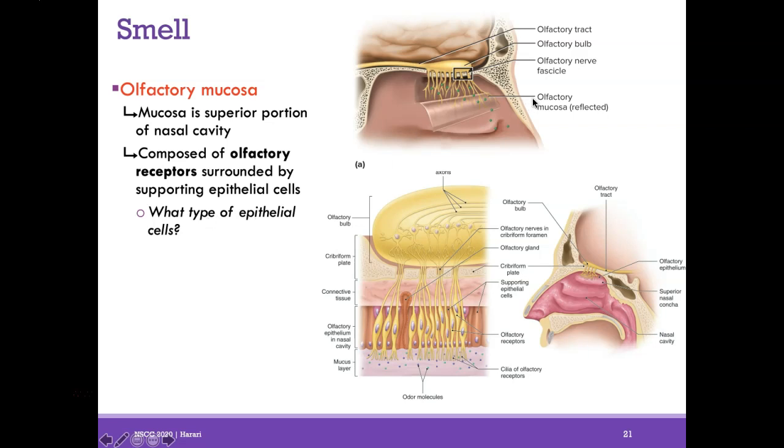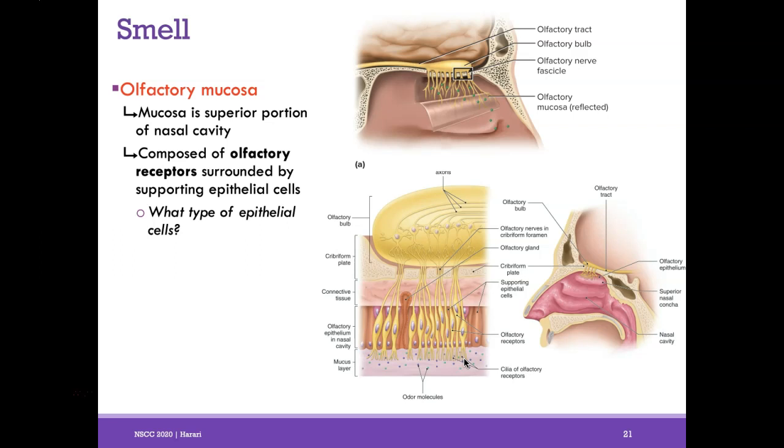So the mucosa is composed of olfactory receptors. So this is the mucosa. And here you have the receptors that are called olfactory receptors, and they themselves have special cilia. They're surrounded by supporting epithelial cells, and these are columnar cells. And of course, we have a mucus layer that helps trap any pathogens, but it's also responsible for making the odorants soluble. So it's important to make all the odorants soluble through the mucus so they can be detected by these cilia. Same idea as saliva in the tongue. You need saliva to help make the taste molecules soluble because otherwise you wouldn't be able to detect them.